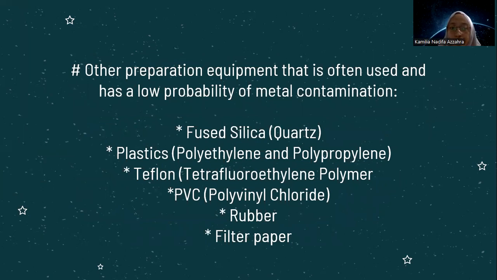Other preparation equipment that is often used and has a low probability of metal contamination: 1. Fused silica or quartz. 2. Plastic or polyethylene and polypropylene. 3. Teflon, tetrafluoroethylene polymer. 4. PVC, polyvinyl chloride. 5. Rubber. And 6. Filter paper.